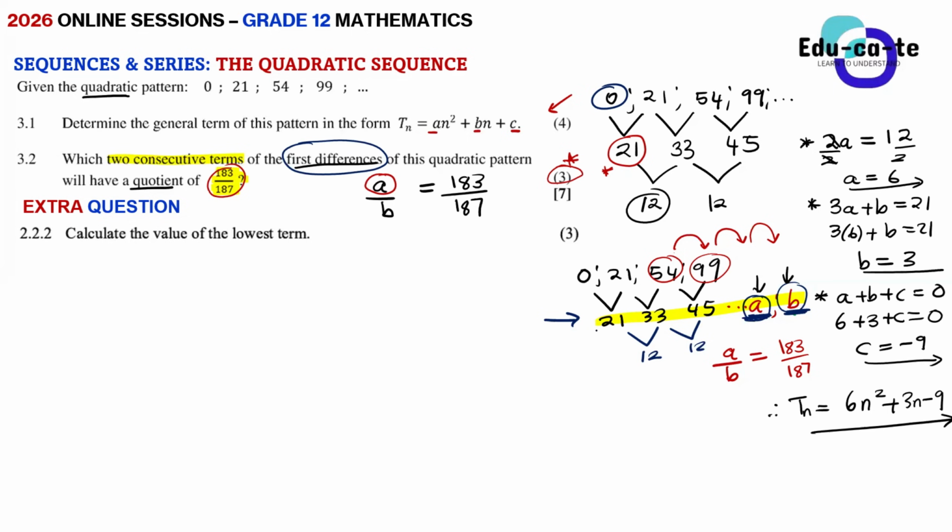If we can get the general formula for this arithmetic sequence, it means we can get A and B, isn't it? Yes. You already know that for the arithmetic sequence, which is the first difference, you just say a plus n minus 1 times d. Then you substitute your a, which is 21, plus n minus 1 times the difference. The common difference for the arithmetic sequence is 12.